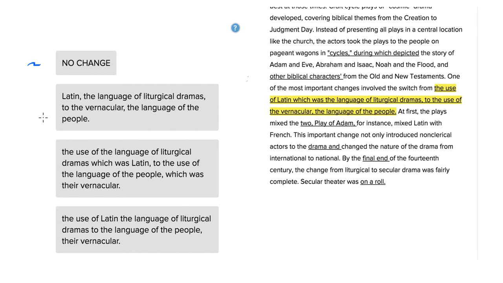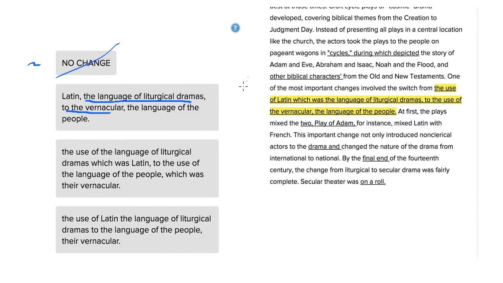"The use of Latin, the language of liturgical dramas." Already this looks a little bit better. "The language of liturgical dramas" is much more succinct, more concise than "which was the language of liturgical dramas." And we've got "to the vernacular" as opposed to "to the use of the vernacular." This again is much shorter, so it's a better answer choice. "The language of the people." It looks then like answer choice A cannot be correct, but let's go ahead and move on and see if we find something better.